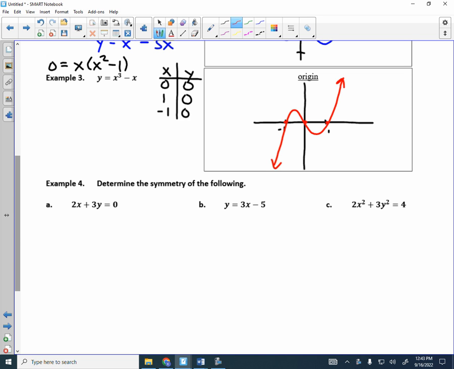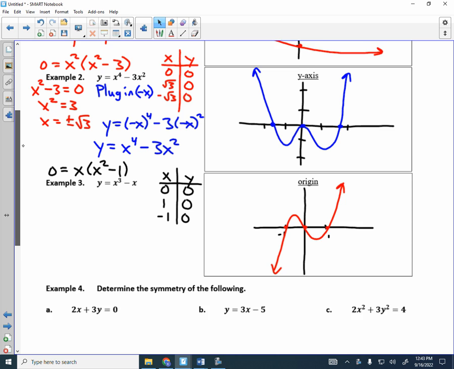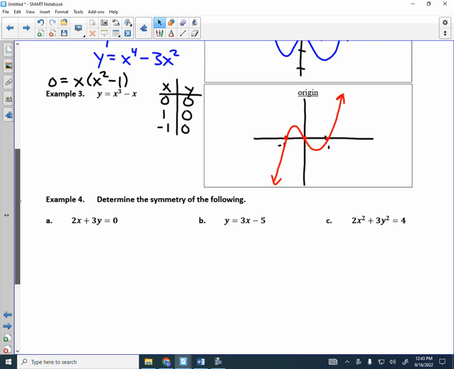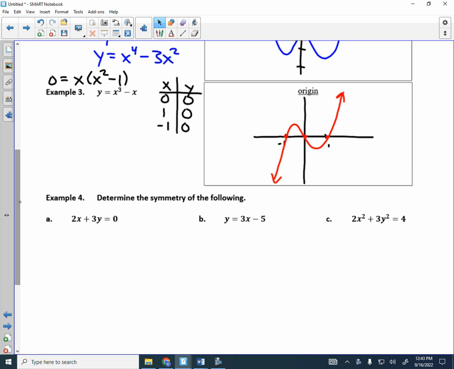And that's what the graph looks like. You're not necessarily supposed to just know that it looks like that. In chapter 3, you're going to learn how to graph these polynomials quite quickly. You'll be very good at it too. We say that this is symmetrical about the origin because if you were to flip it 180 degrees, it looks the same.